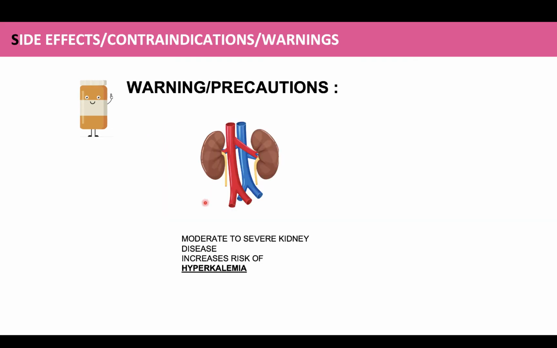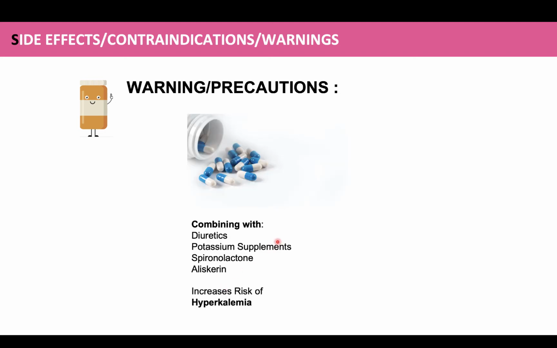Now, the warning behind the use of this medication in patients with moderate to severe kidney disease is because it not only increases the risk of further kidney damage, but also hyperkalemia. The risk of hyperkalemia further increases if the patient is also taking a potassium supplement, spironolactone, which is a potassium-sparing diuretic, and aliskiren as well.